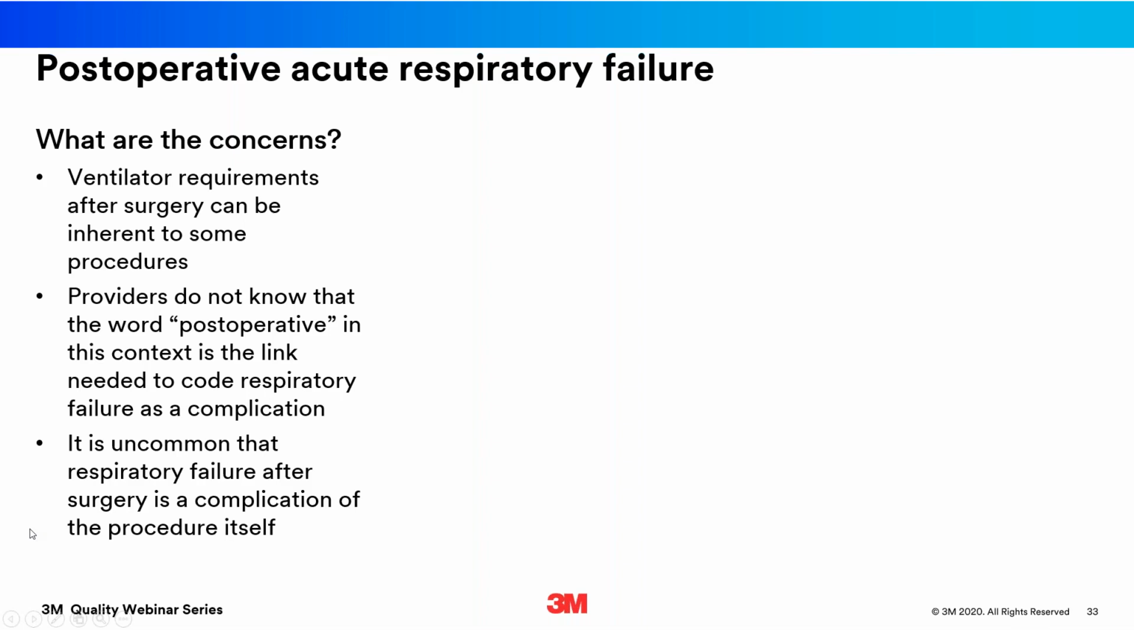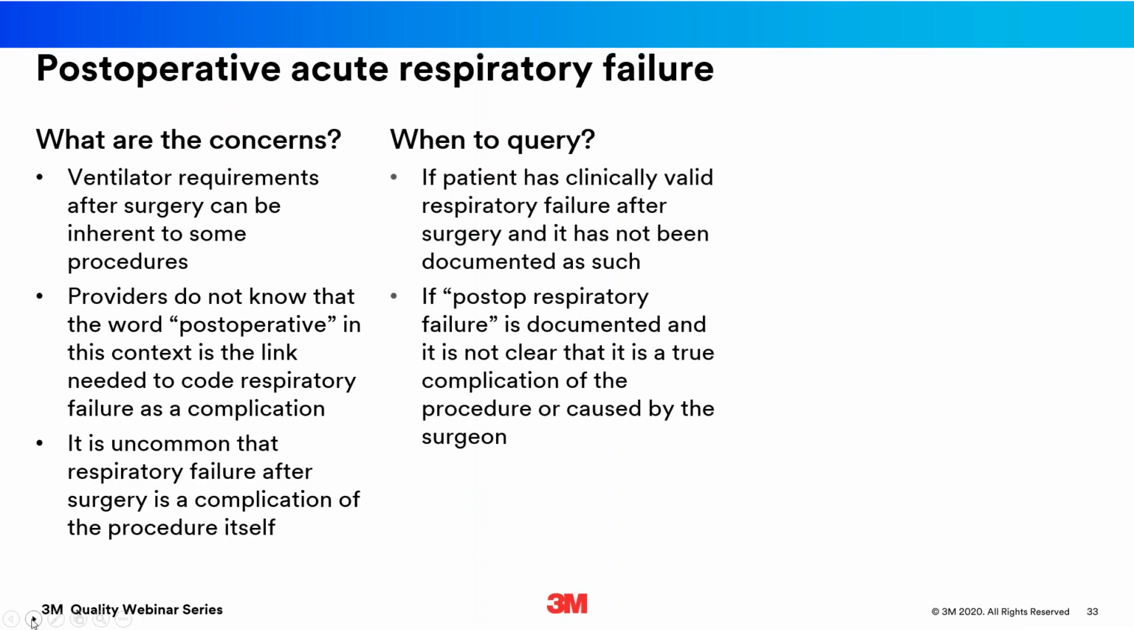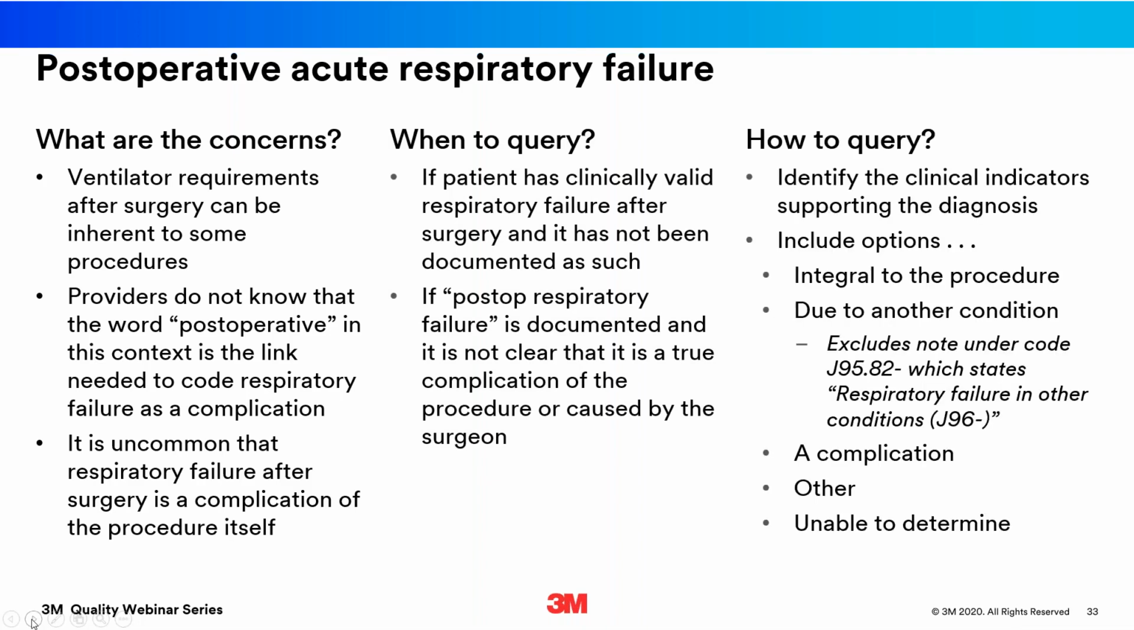Again, we want to put the clinical indicators supporting our diagnosis, include options such as integral to the procedure or due to another condition. And do note that if the provider does note it is due to another condition such as COPD, we do have an excludes note, which means that we can't code the J95.82. We'd have to code the respiratory failure and other conditions. And again, we would give them the option of a complication, other, and unable to determine.